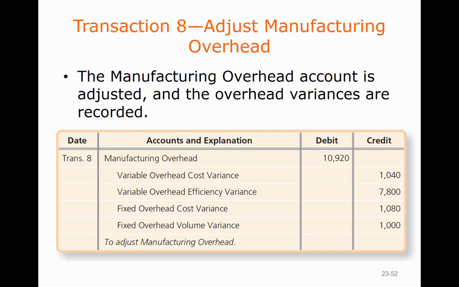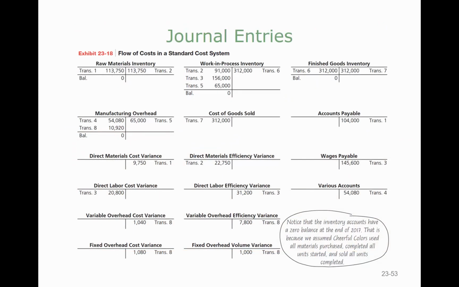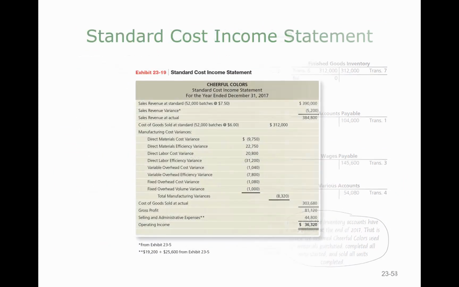Again, I think it's harder for me to explain than it is to just do. Maybe we should just jump right into doing the work, but that's where we are. There's a summary of all the journal entries. There on the income statement, you can see they have sales revenue. Sales revenue variance gives us actual sales revenue. There's our cost of goods sold, manufacturing cost variances to give us a total variance. Then our actual cost of goods sold, gross profit, selling and administrative expenses, and at the bottom is operating income.